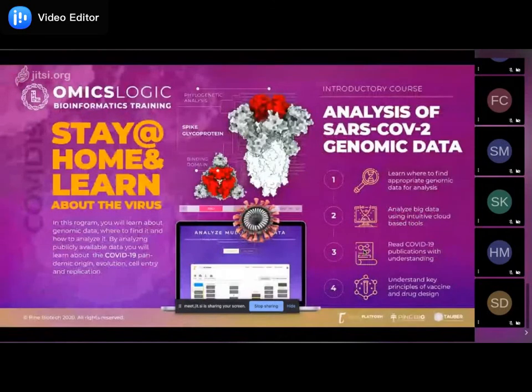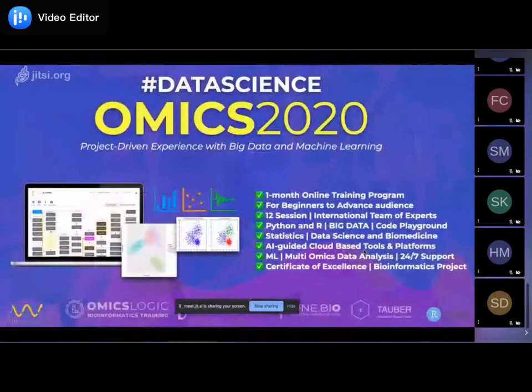We did a course specifically on SARS-CoV-2, for anyone who's interested in learning all the aspects and understanding the spike proteins, and how to go from sequence to structure to function. And this is a course again for data science: statistics, Python, R. So these are specialization courses, or you can say advanced courses, that help you develop skill sets that match the industry right now.